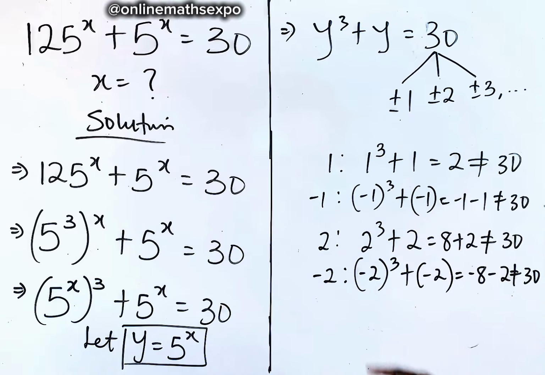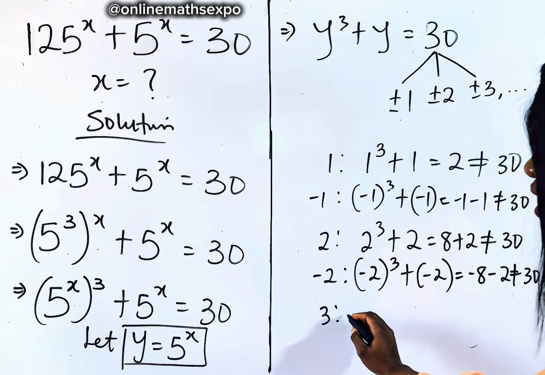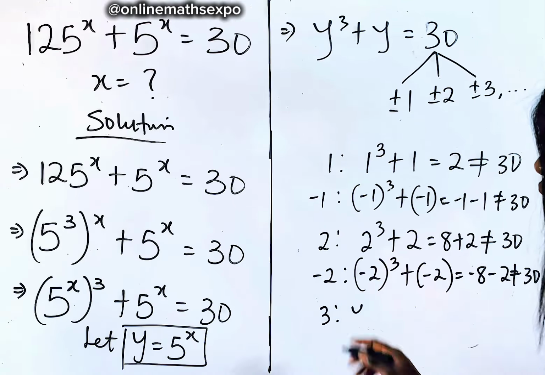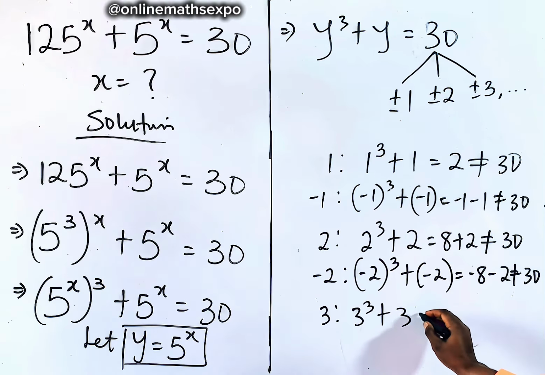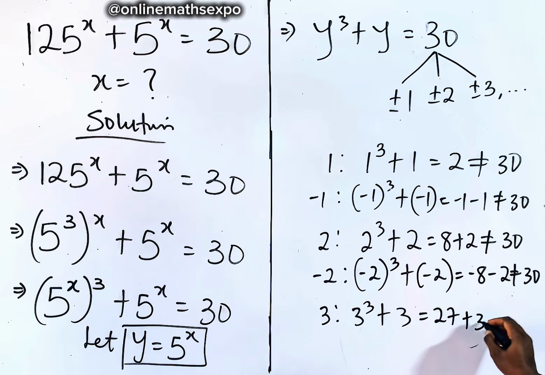Now let's check when y is 3. So if y is 3, we have 3 cubed plus 3. 3 cubed is 3 multiplied 3 times, and that gives us 27, add 3, and this gives us 30. And that is what we have here. So we have gotten one solution that will help us to solve.